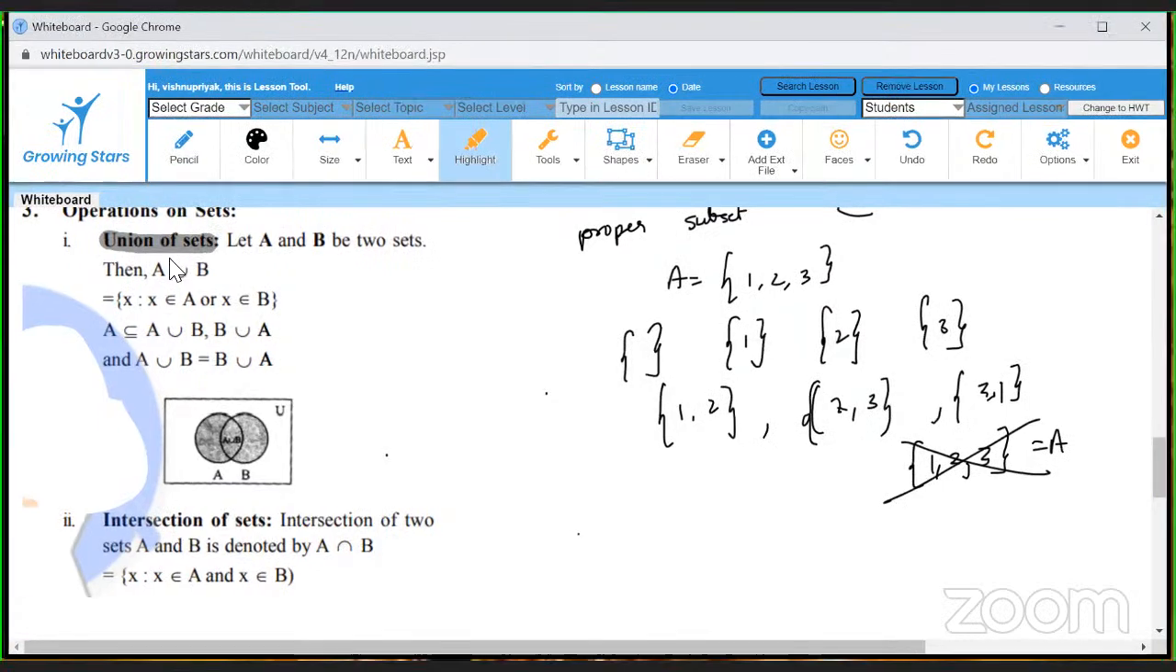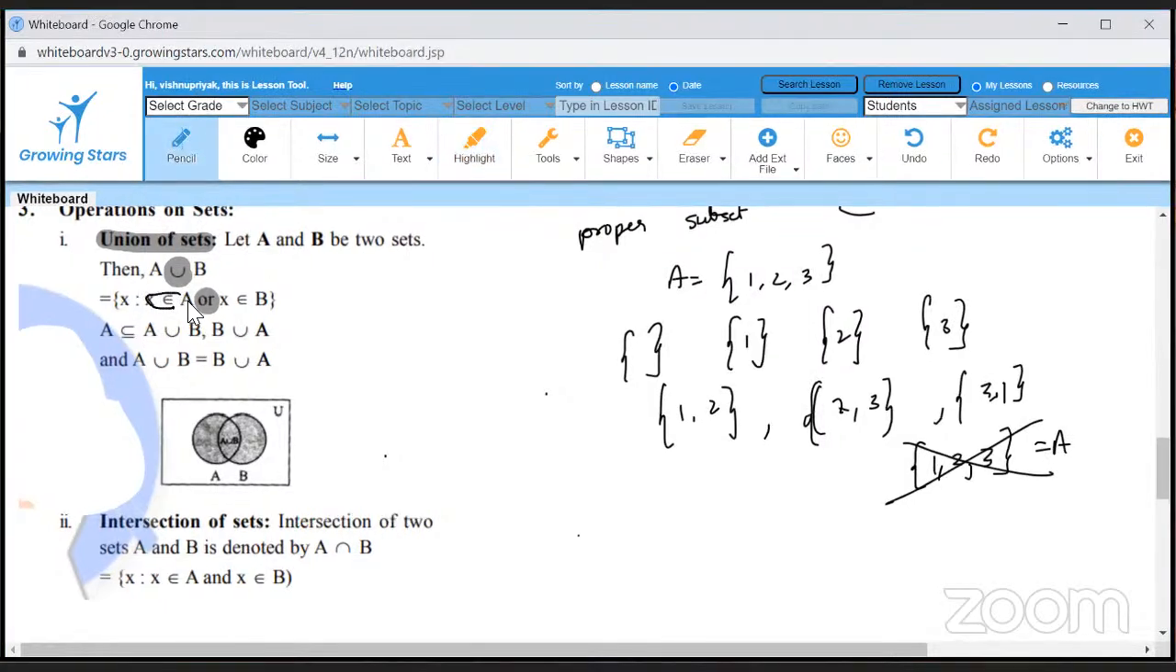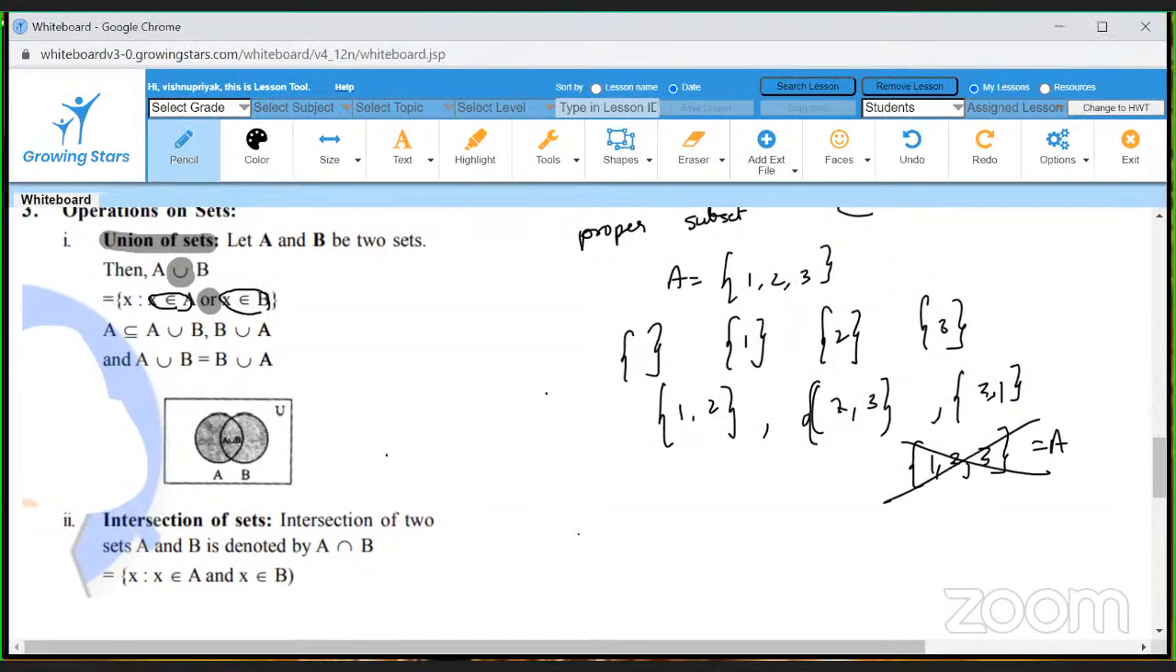Union of sets. Remember, for union, we will use this symbol ∪ or we will use "or". Immediately, union means we will use the symbol ∪ or we will use "or". Whenever you see "or", it is union. What do you mean by union? Union means you will take the elements of A, you will take the elements of B. That is union.